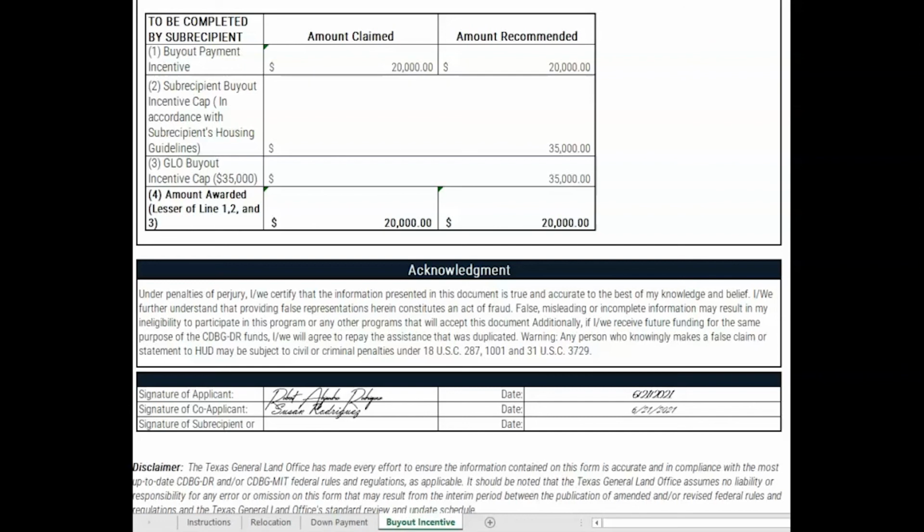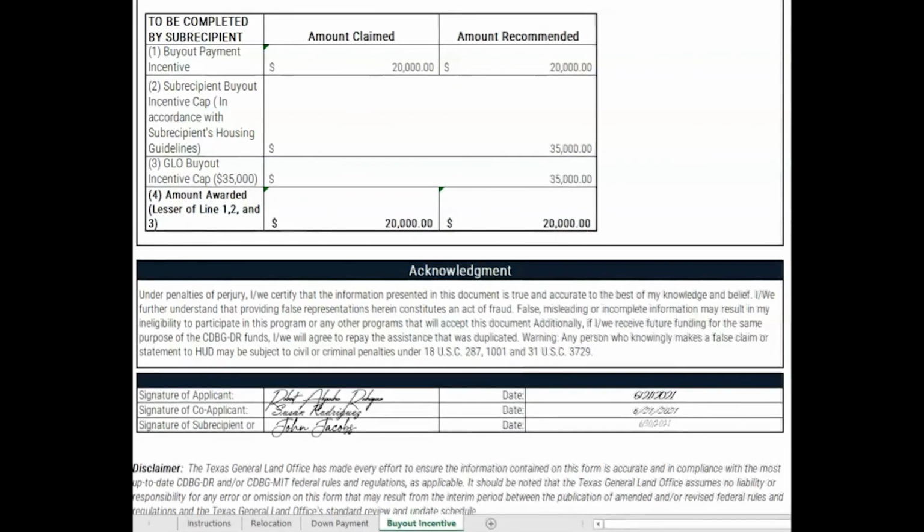The subrecipient will then sign the acknowledgement section as well, acknowledging to the best of their belief that there is no false representation and that they too are subject to the penalties listed in the acknowledgement.